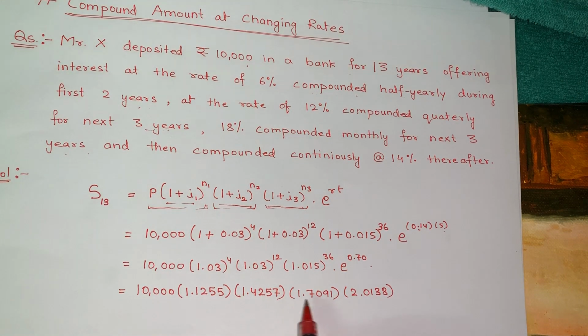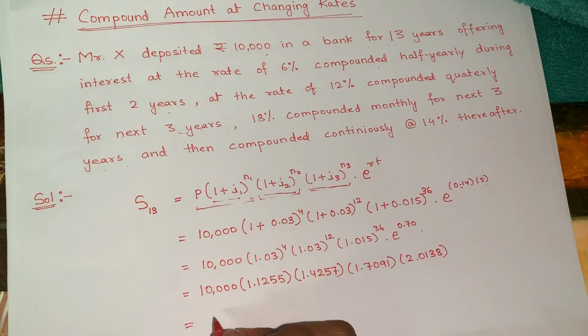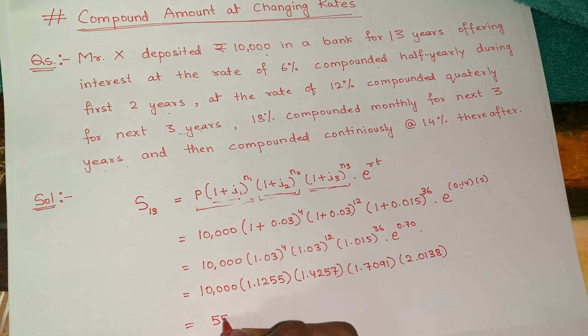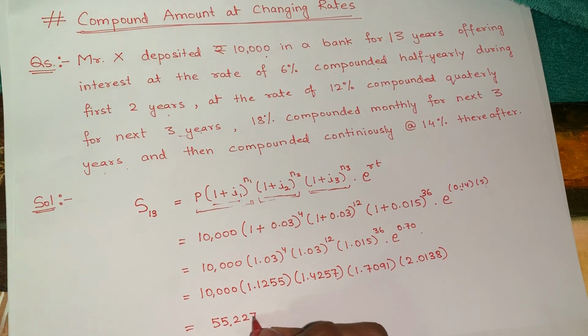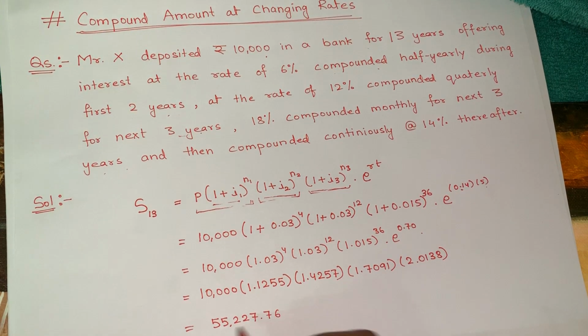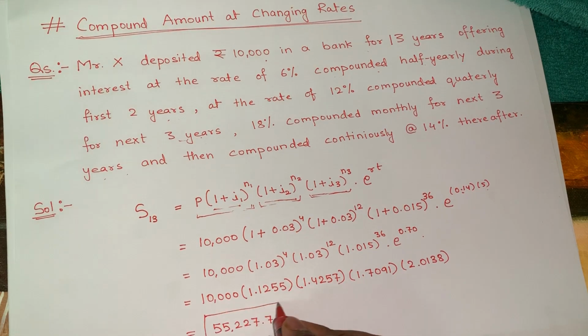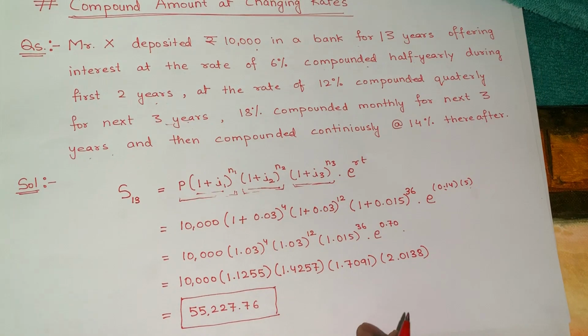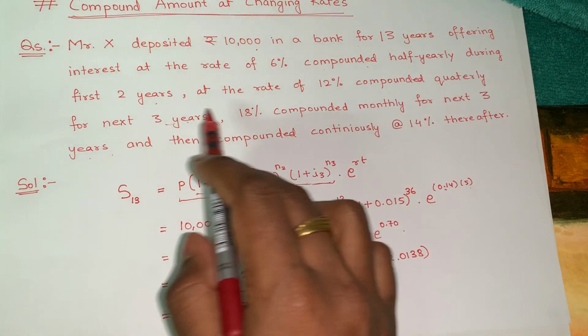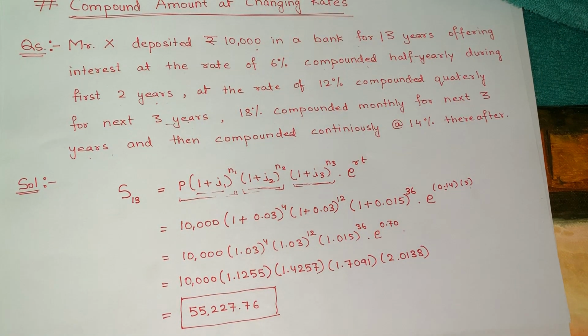Now we multiply all these values and get the final answer. So we get the value 55,227.76. So this is the amount which will be in our bank account after 13 years if this schedule of interest at different rates is followed.